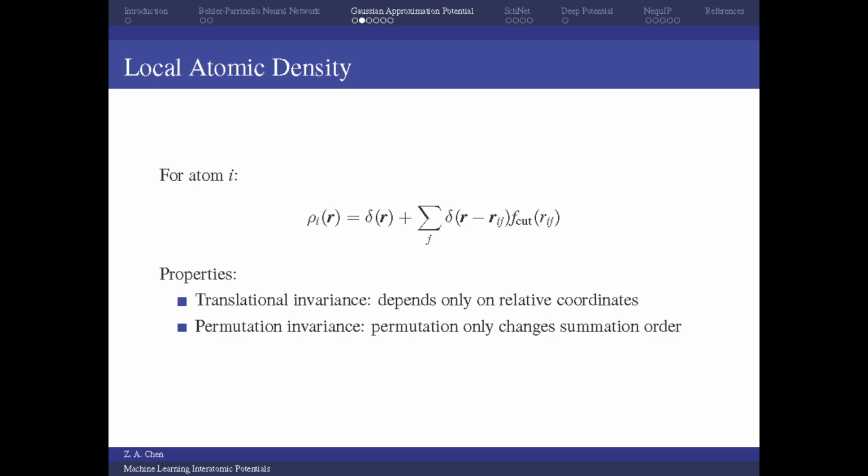This density function automatically satisfies translational and permutation invariance. For example, if you move a molecule from here to here, the relative positions of the atoms in the molecule do not change. Similarly, if you swap two identical atoms, the result remains unchanged due to the commutativity of addition.